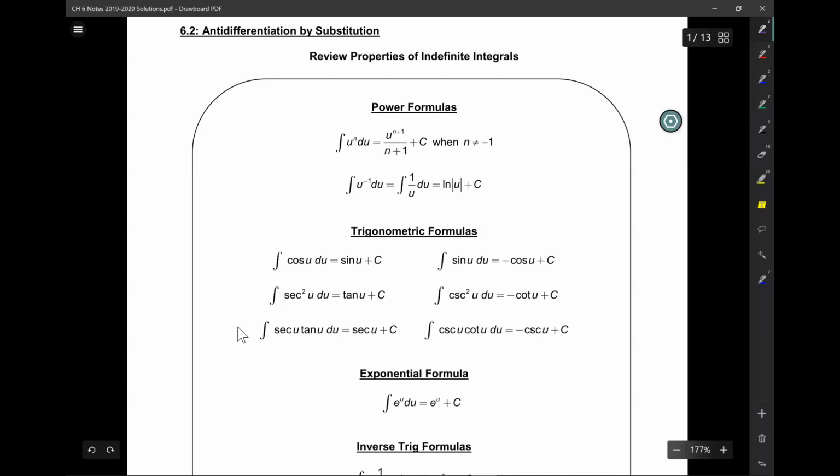So remember, we have the power formulas, right? Basically, this is when I'm integrating x to the power of 3 or something like that, dx. What happens is I add 1 to the exponent and I divide by the new exponent, plus c. That works for any power, whether it's positive or negative, even 0, except if the exponent is negative 1.